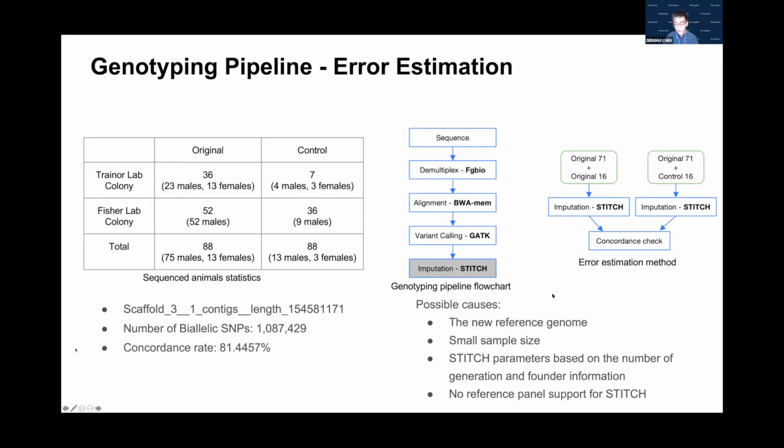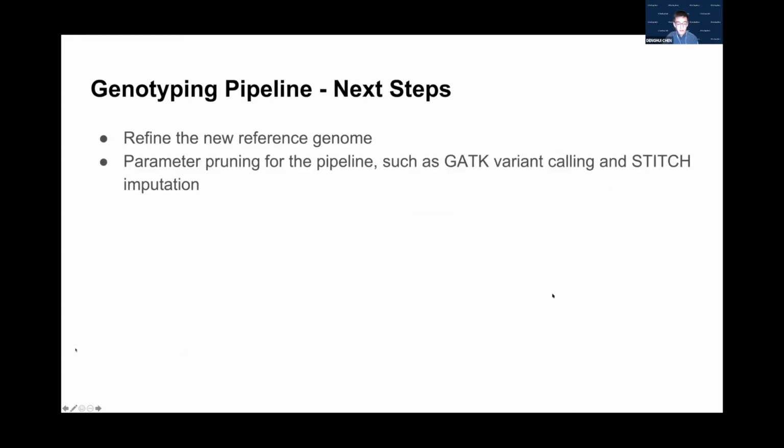So with that being said, the next step we can do is wait for the UC Davis group to refine the new reference genome so that we can have a complete and better reference genome to work with in the future. And the other thing is we're going to keep optimizing the pipeline to prune the parameters for the GATK variant calling that we use, and also STITCH imputation.